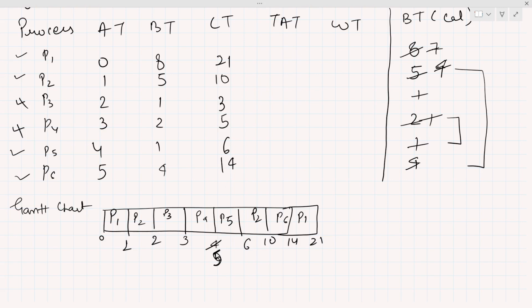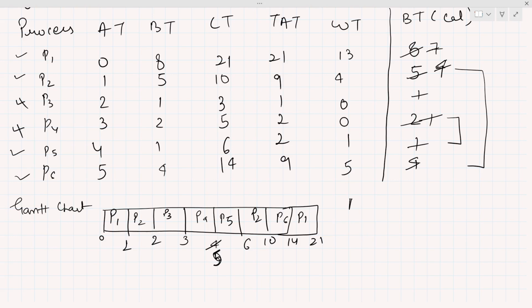Now what is TAT? TAT is completion time minus arrival time. So it's 21, 9, 1, 2, 2, 9. And what is waiting time? Waiting time is turnaround time minus burst time, TAT minus BT. So 21 minus 8 is 13, and 4, 0, 0, 1, 5. So this is WT.